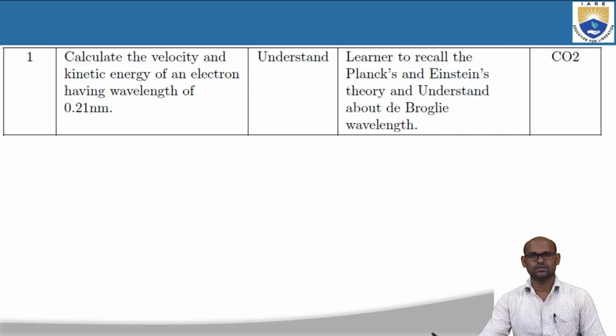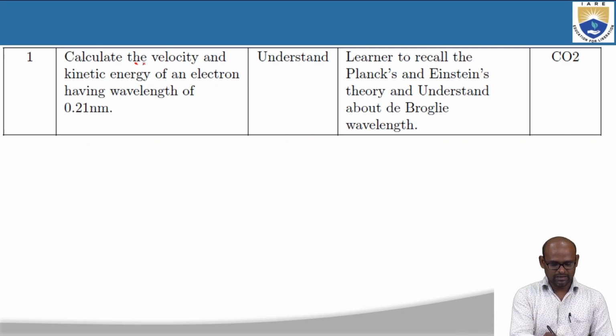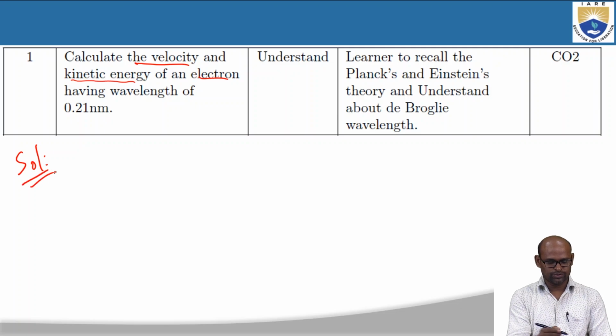The first question, a numerical problem on Module 2, is: calculate the velocity and kinetic energy of an electron having a wavelength of 0.21 nanometers. So we need to calculate the velocity as well as the kinetic energy of the electron. To start with the solution, first we need to write down whatever is given.